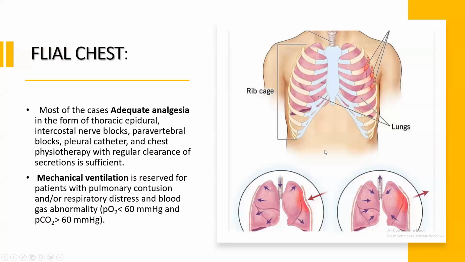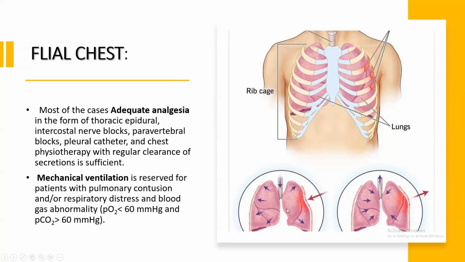This is the flail chest. Most flail chest is managed with adequate analgesia in the form of thoracic epidural nerve blocks, paravertebral blocks, or a pleural catheter, and chest physiotherapy. Mechanical ventilation is only considered when the distress is greater and pulmonary contusion is present, with gas abnormalities: PO2 less than 60 mm of Hg and PCO2 greater than 60 mm of Hg.